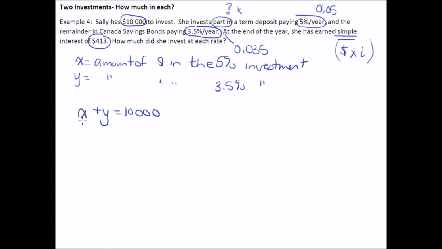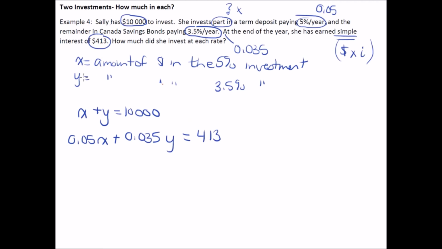All simple interest means is money times your interest rate. Okay, so how much did X earn? Well, that amount of money earned 0.05 times however much money was in there. And the second investment earned 0.035 times however much money was in that investment. And altogether, those 2 amounts of interest equal $413.